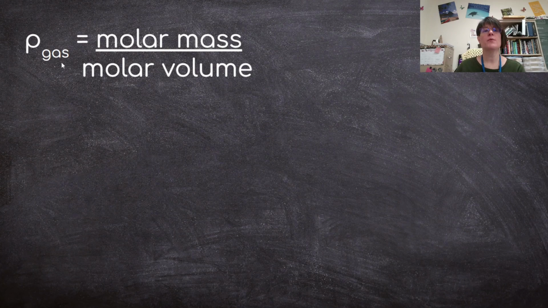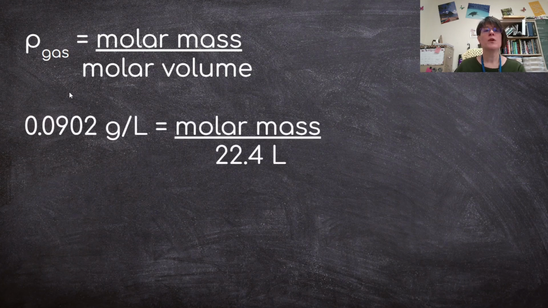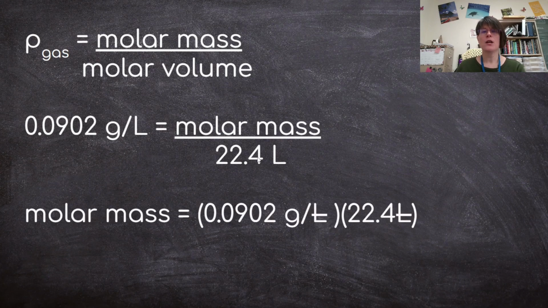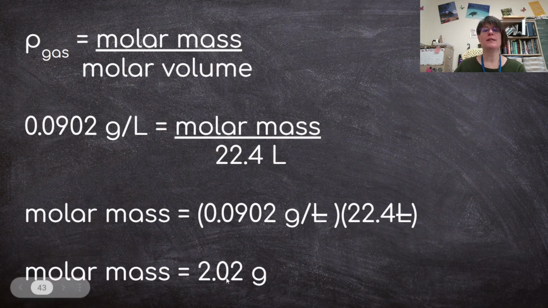Now we're looking for molar mass, but we were given the density, and molar volume is always the same for everything at STP. So we can substitute in our density of 0.0902 grams per liter, put in 22.4 liters for the molar volume, rearrange the equation, dividing both sides by 22.4. So we get 0.0902 grams per liter times 22.4. I did say multiply, didn't I? If I said divide, I meant multiply. Sorry about that. Multiplying both sides. Now, liters cancel out because one's above the line, one is below the division line. So we get a molar mass of 2.02 grams.